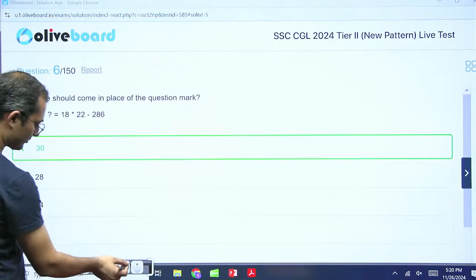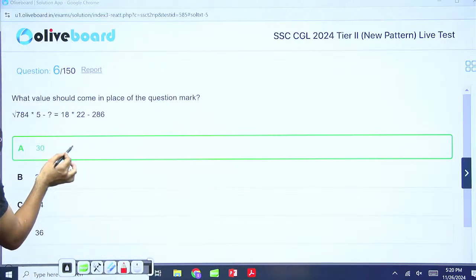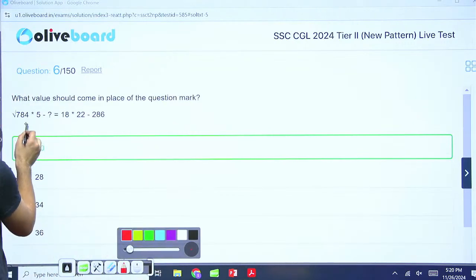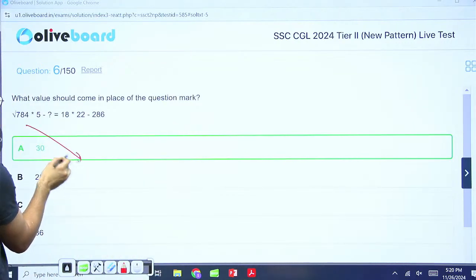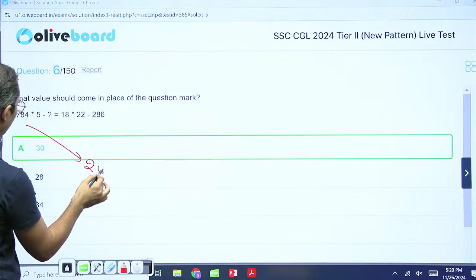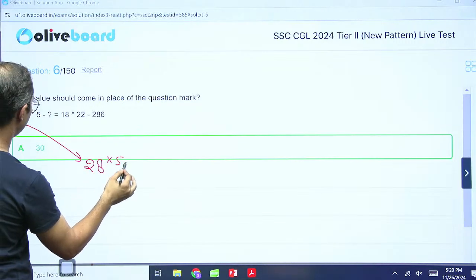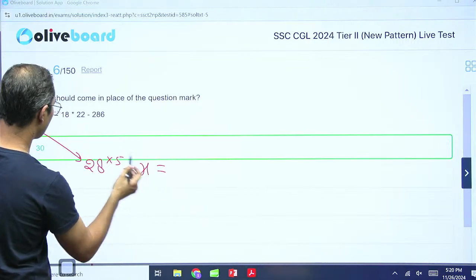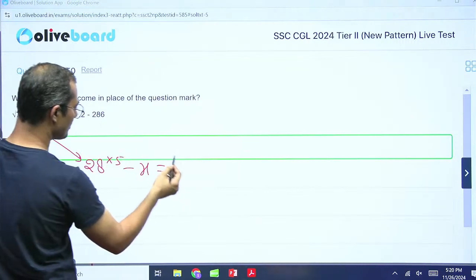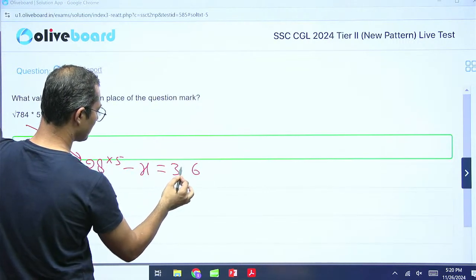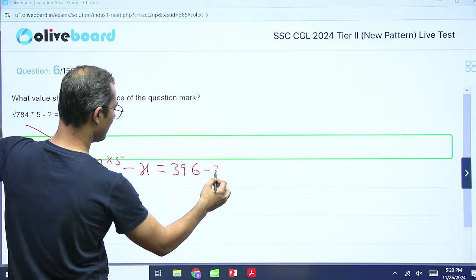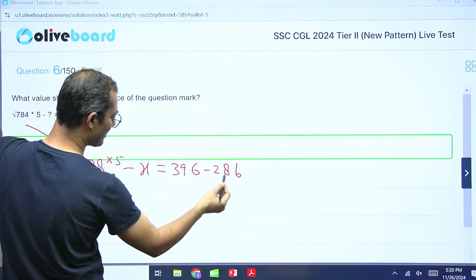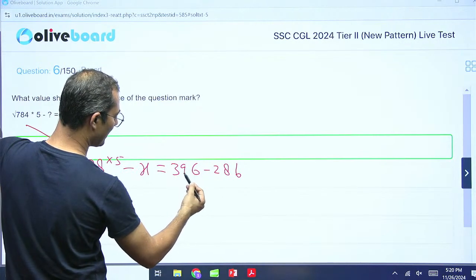We know that the square root of 784 is 28, right? Into 5, then minus question mark, we take x for the question mark, is equal to 18 into 22, 18 into 22 is 396, so 396 minus 286, so we will get 110.